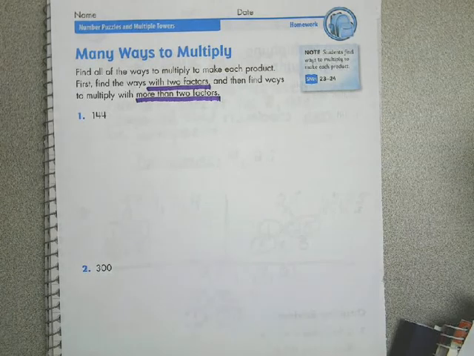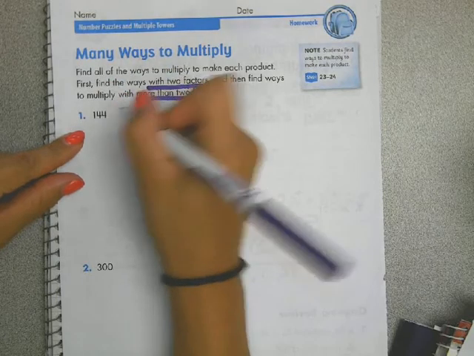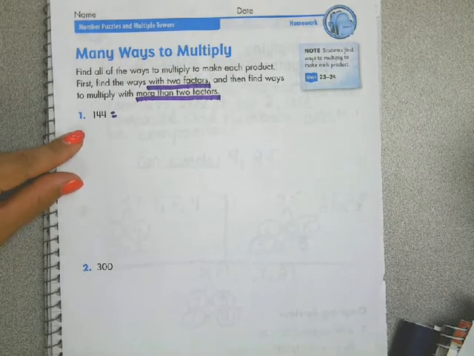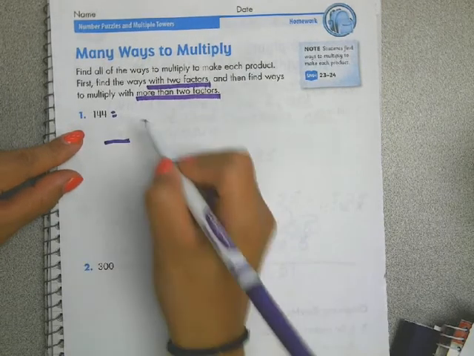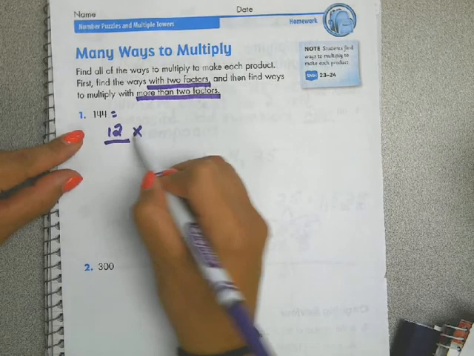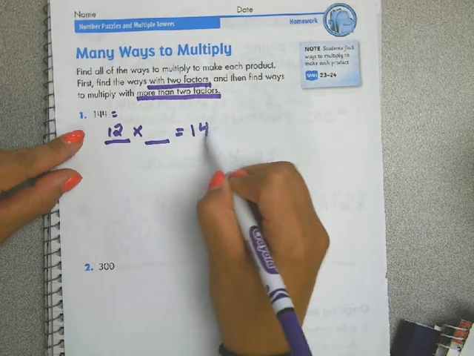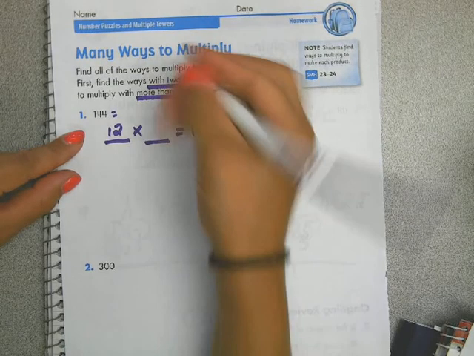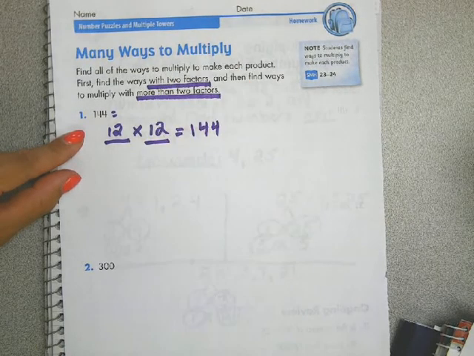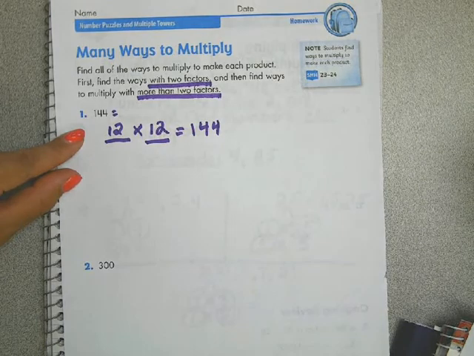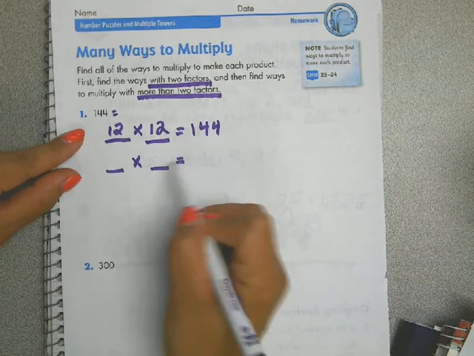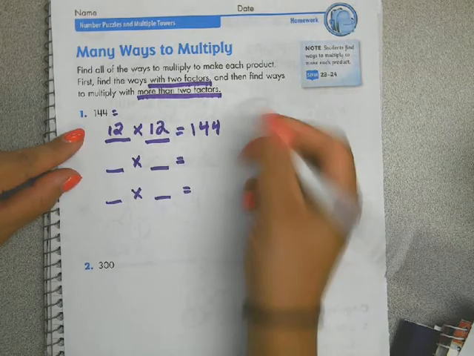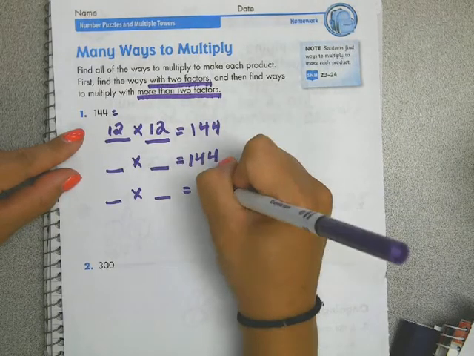Somebody tell me what is a factor. What's a factor, Caleb? 12. You gave me a factor of 144. What's the definition of factor? What did we write in our notes? Jasmine? A factor is a number that goes into another number. It's a number in a multiplication problem. So Caleb said 12 is a factor of 144.